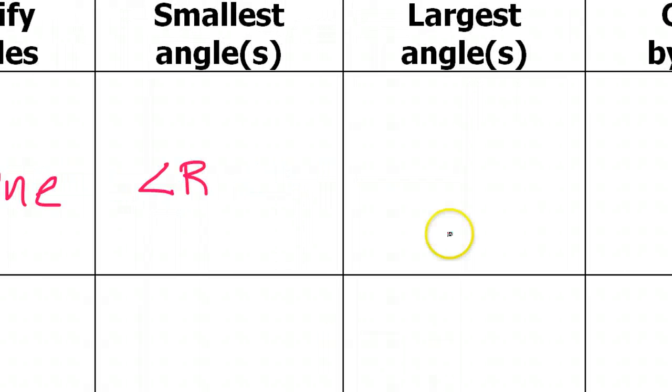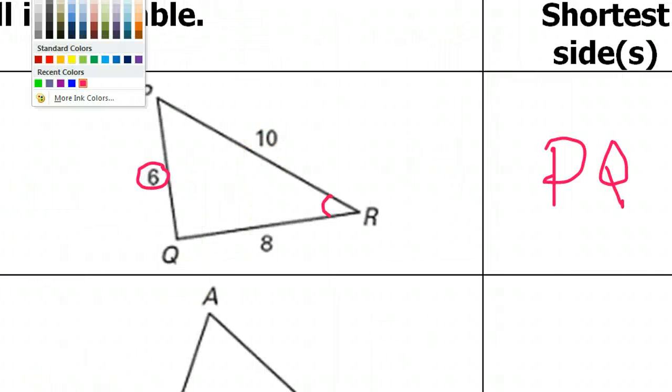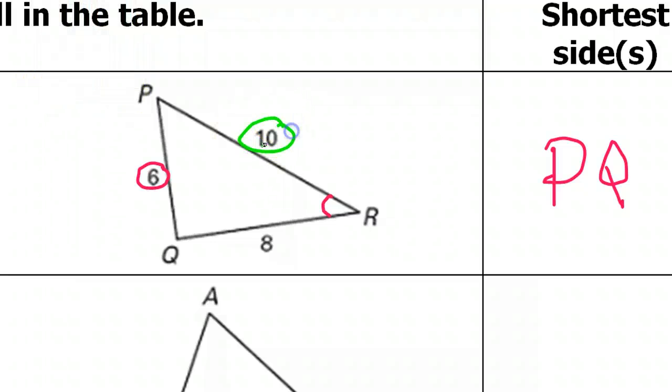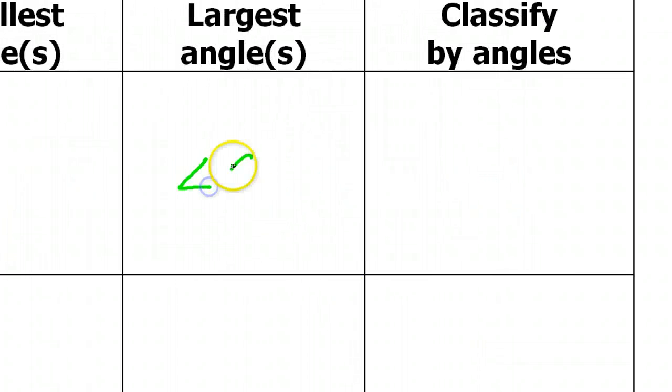Now the largest angle will be across from the largest side. The largest side is 10. So that means this is going to be the largest angle. Guess I should mark it differently. So angle Q is going to be the largest angle. Angle Q.